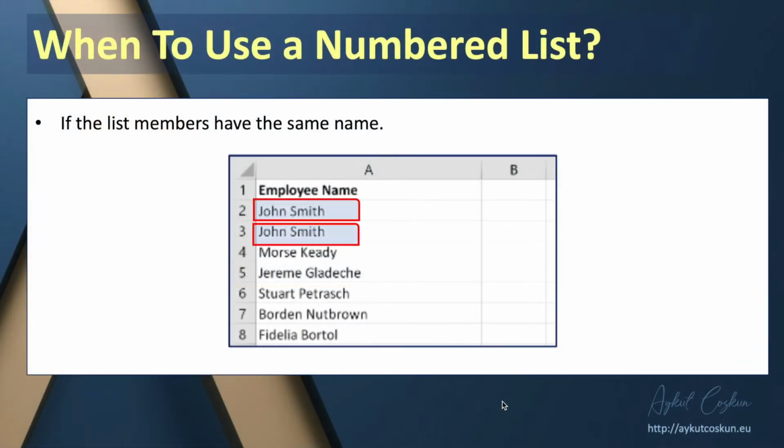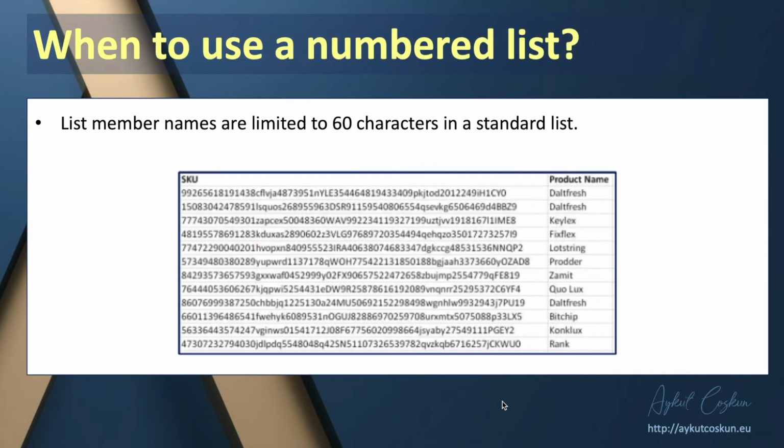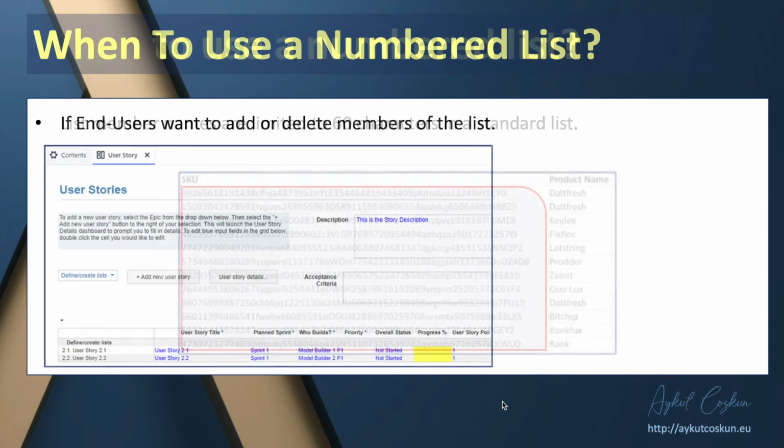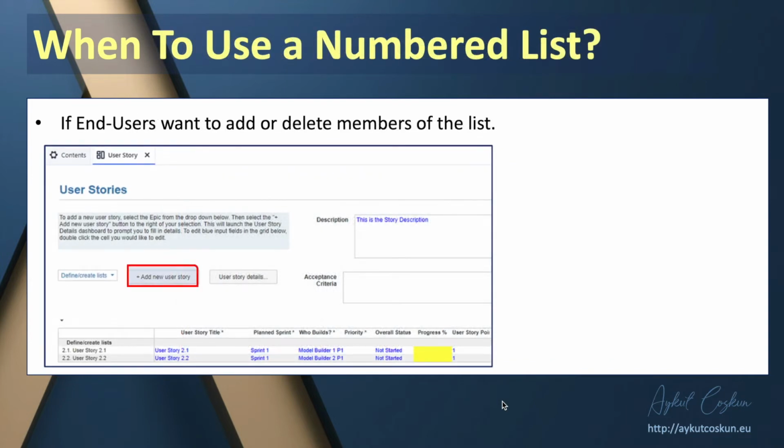We should use numbered list if the list members have or might in the future have the same name. It is important to think about the possibilities in the future as a model builder. Just because you don't have list members with the same names doesn't mean it won't have in the future. The other reason to use numbered list is that the list member names are limited to 60 characters in a standard list. And you would use numbered lists when end users want to add or delete members of the list using an action on a classic dashboard.